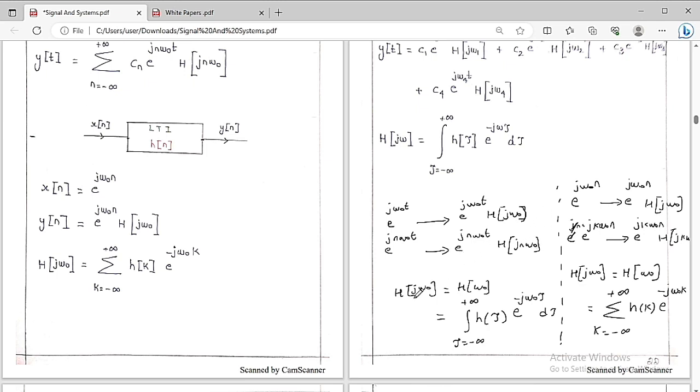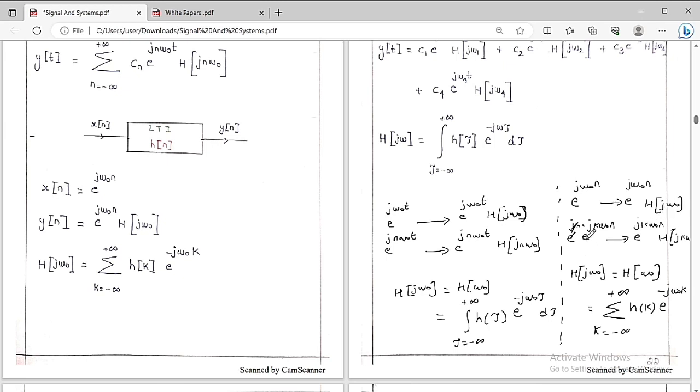If you want to know the Fourier transform of the impulse response, then H of j omega naught, or H of omega naught, is equal to the integration from tau equals minus infinity to plus infinity of h of tau into e to the power of minus j omega naught tau d tau. Basically here they have used omega naught because the frequency is omega naught. If you want a general expression, replace omega naught by omega and you get the general expression. Then for the discrete time domain, if the input is e to the power of j omega naught n, the output is e to the power of j omega naught n into H of j omega naught, or H of omega naught.